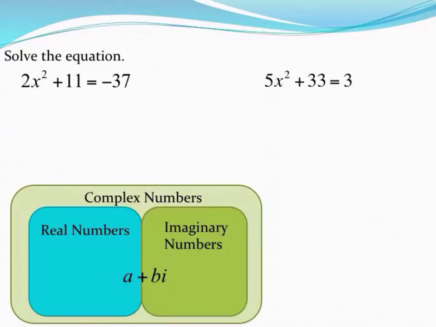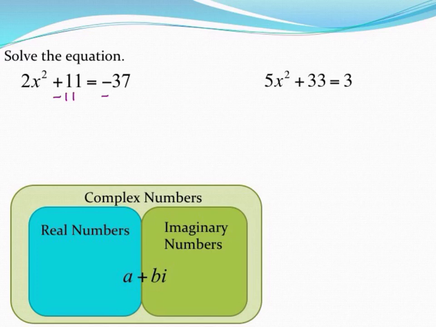When we first start to solve problems that have imaginary or complex solutions, at first glance nothing really seems out of the ordinary. It looks like an ordinary problem that we can solve with square roots. It's not till we get to the end that we realize we need a new kind of number, those complex or imaginary numbers. So for example, let's take a look at this first equation. 2x squared plus 11 equals negative 37.